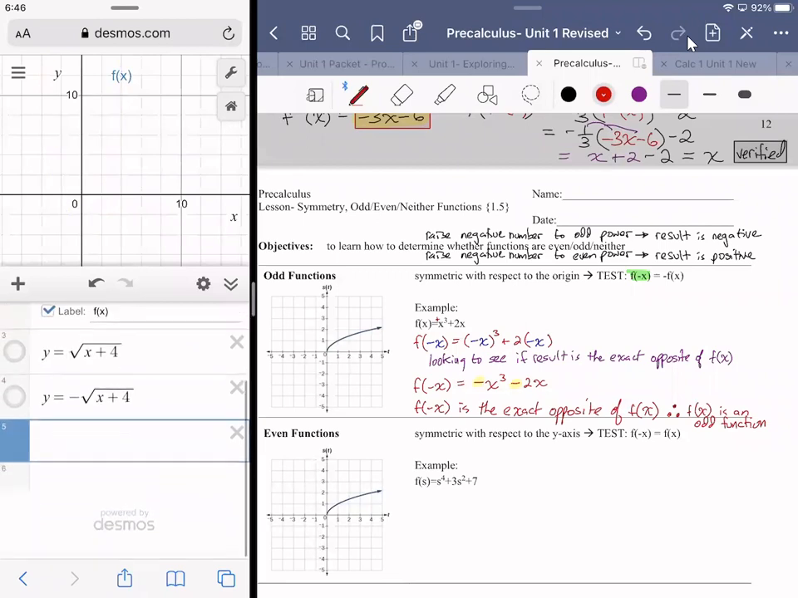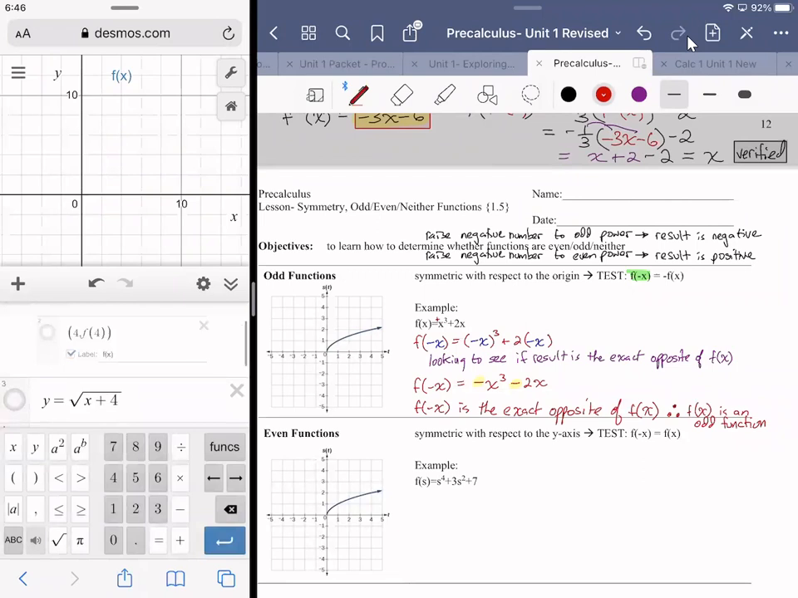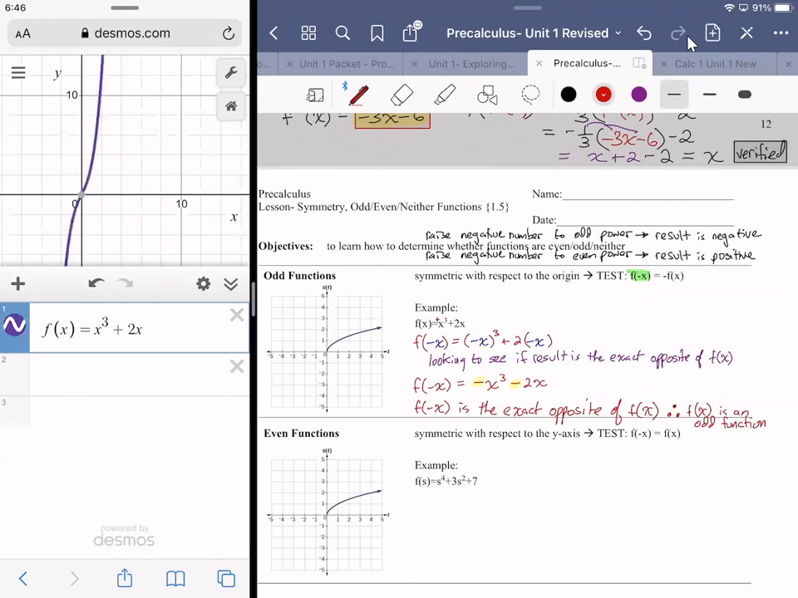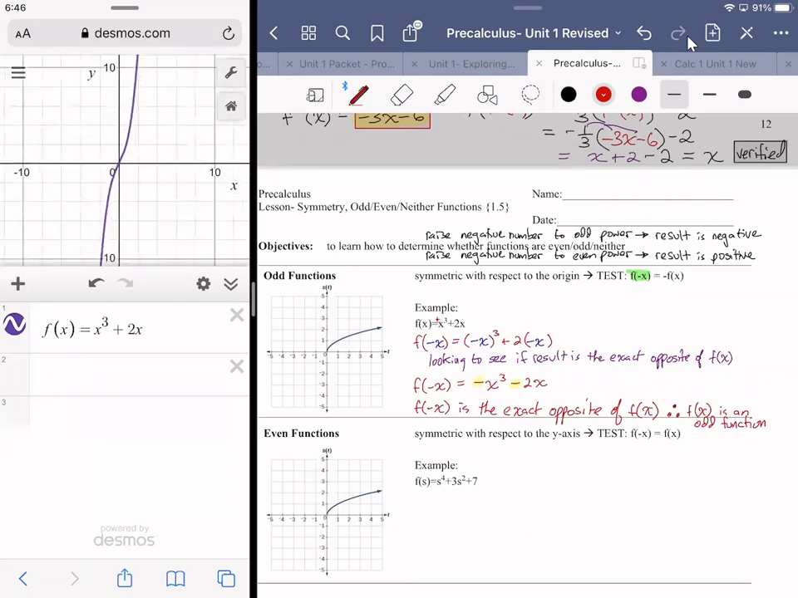So let me show you what the graph of f. Actually, let me wipe this all out real quick. f of x is equal to x cubed plus 2x. So this is what the function should look like, which clearly and obviously is not what you see on the page. So yeah, I botched that somehow. I don't know what's going on.